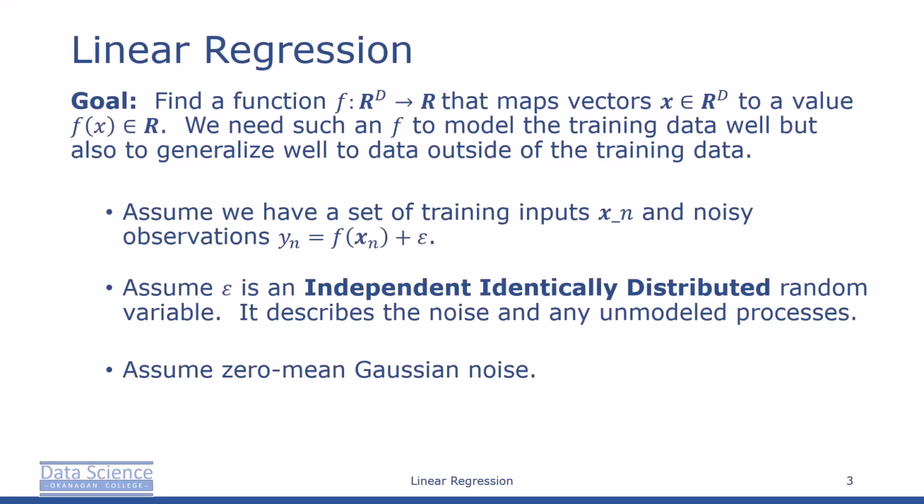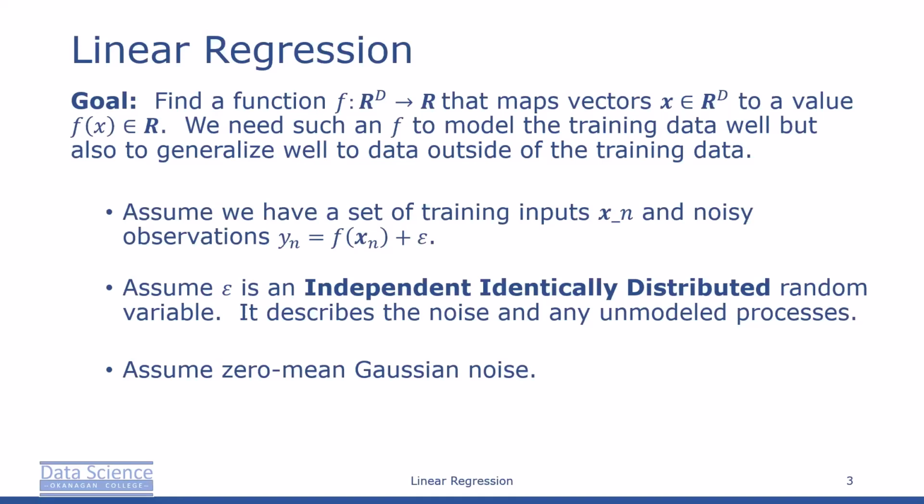We assume we're given a set of training inputs xn and corresponding noisy observations yn, which are equal to f of xn plus epsilon, where epsilon is an independently identically distributed random variable that describes the measurement or observation noise and potentially unmodeled processes. Throughout this chapter, we will assume zero mean Gaussian noise.